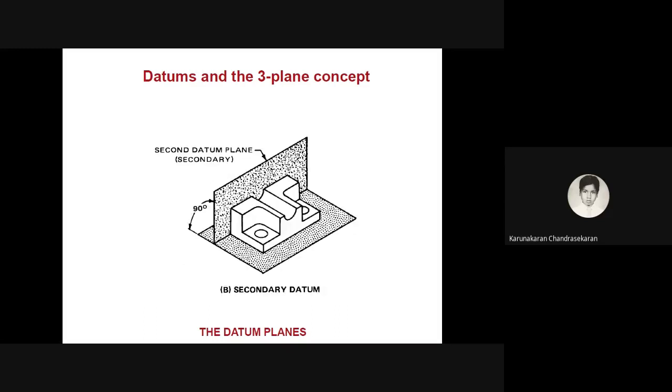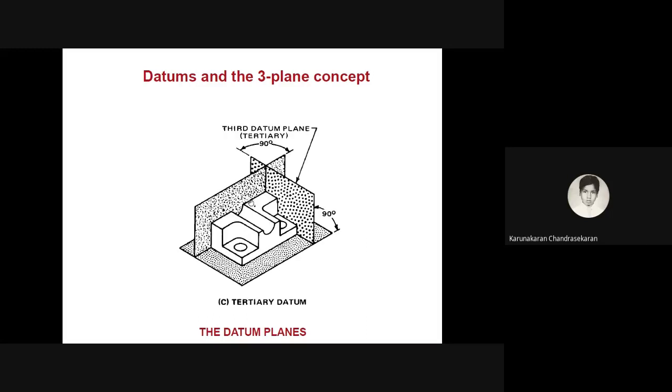Primary datum, and then the secondary datum you can find is 90 degrees to the primary datum. That's very important. And then tertiary, the third plane, the third datum plane. And again, the third datum plane is also 90 degrees to the primary datum.